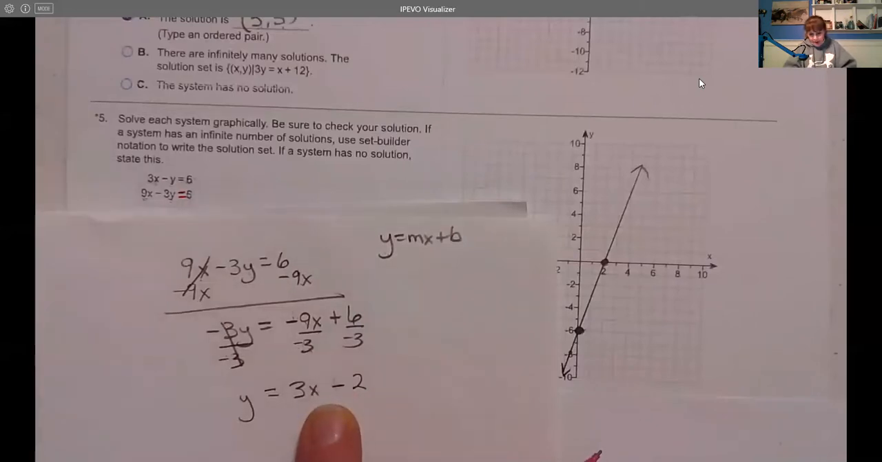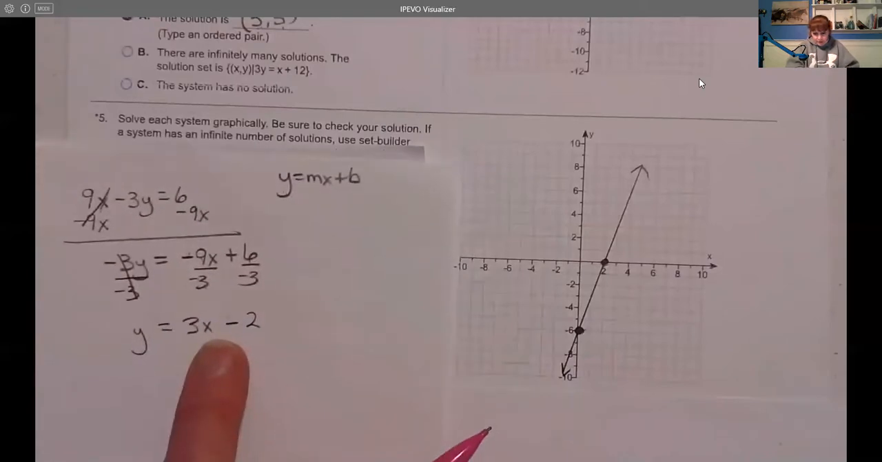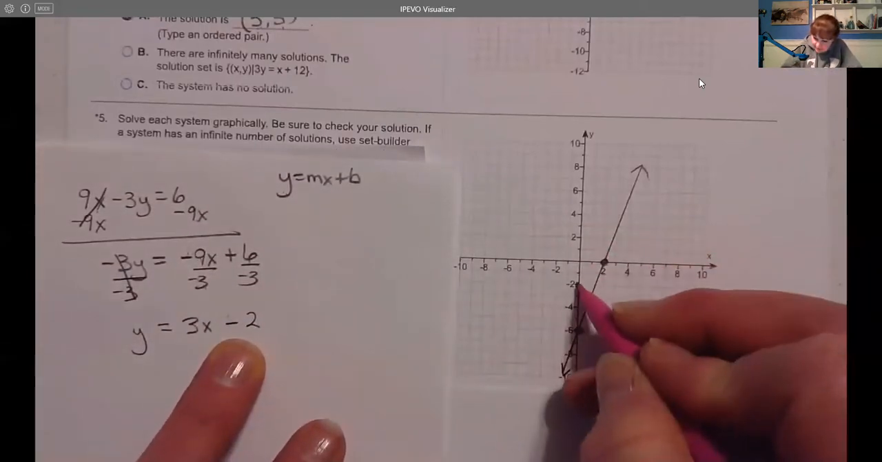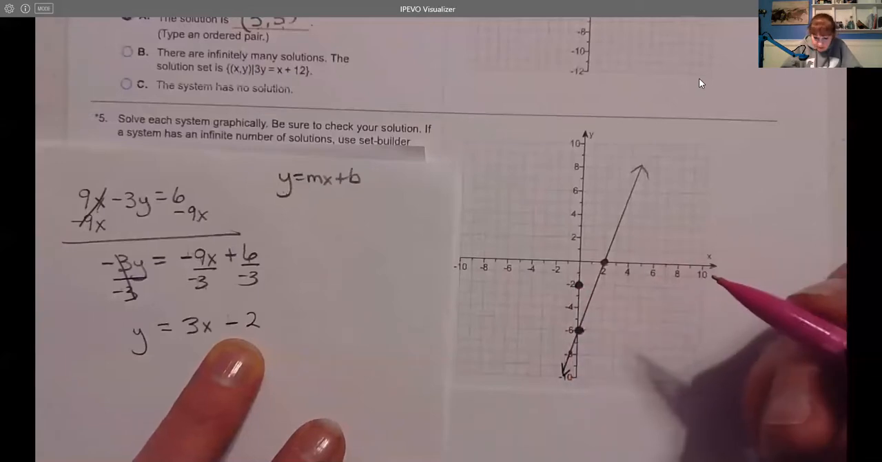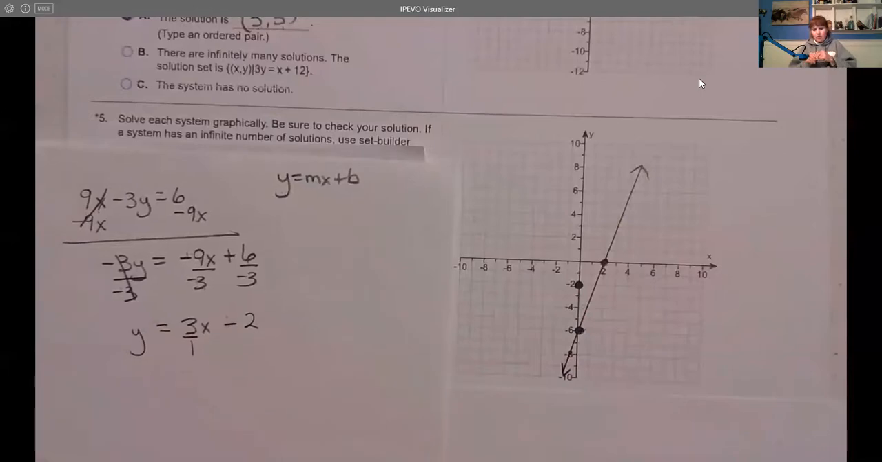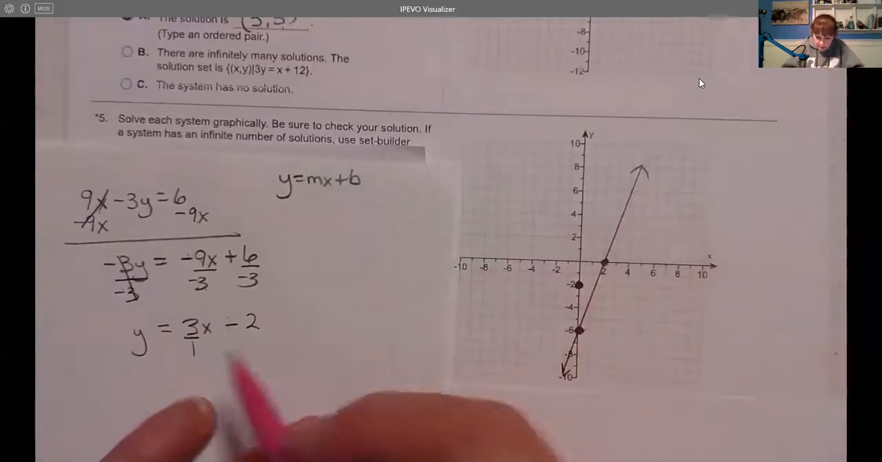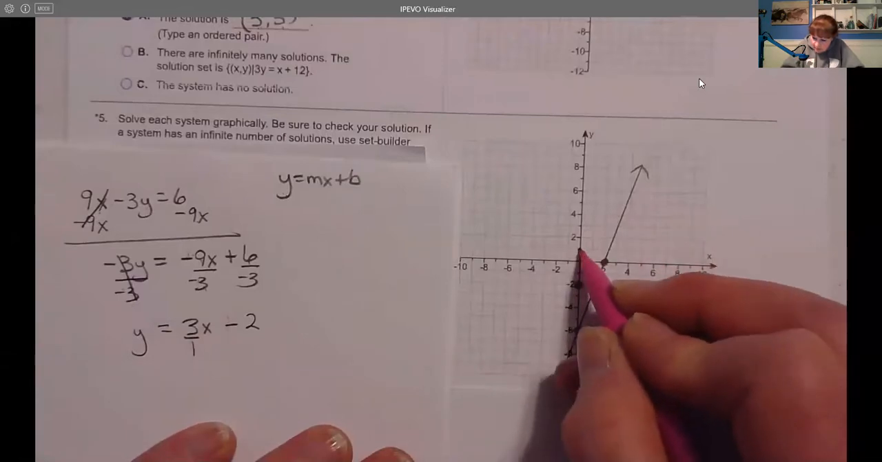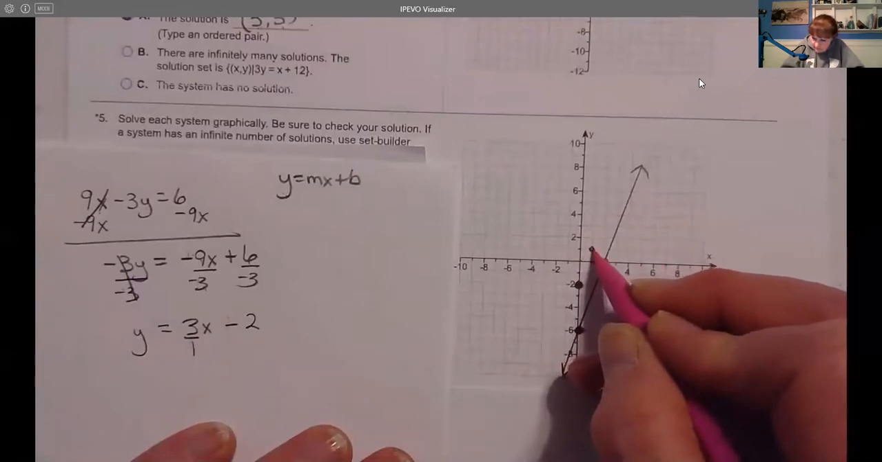So we're going to graph this line over here. Let me scooch it over. So we're going to go to a -2 on the y-axis. And we're going to go, if this is 3 over 1. So if you have a whole number, put it over 1 so you have a slope to do. Rise over run, up 3 over 1. So we'll go up 3, 1, 2, 3, and over 1.